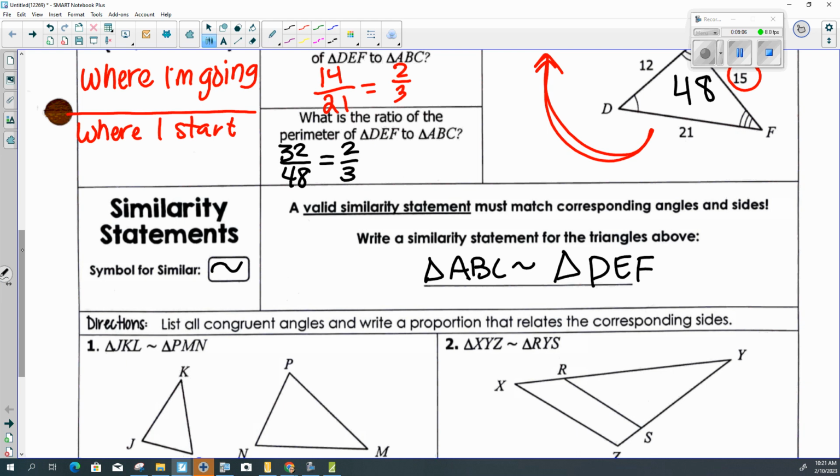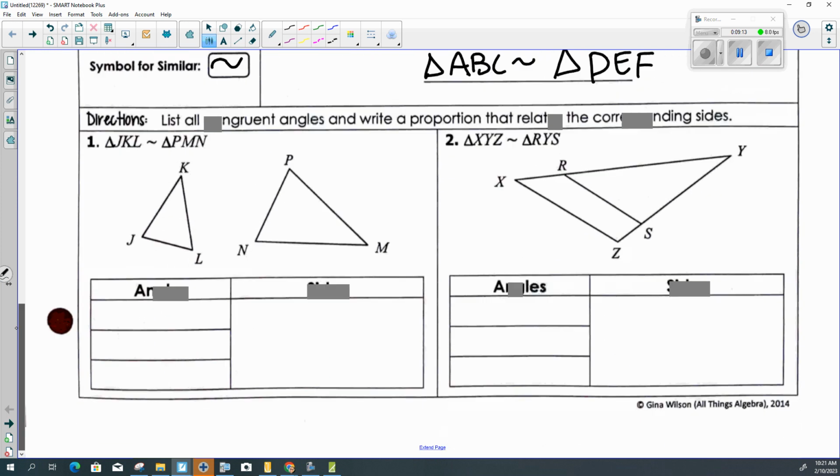Okay, any questions so far? This is basic, just getting to know what the words mean and the symbols. Okay, we're going to practice writing congruent and similar statements.